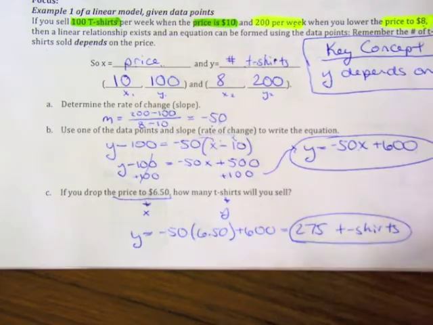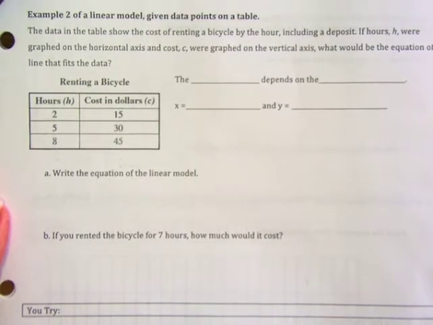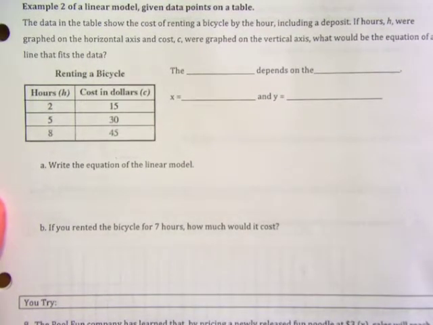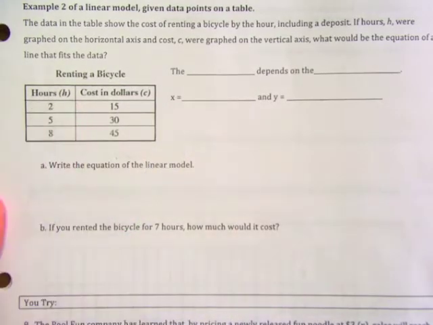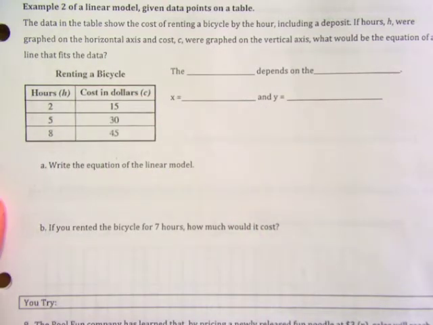Okay. All right, we're going to continue on with another example. For example 2, we're actually working with information given in a table. The data in this table shows the cost of renting a bicycle by the hour, including a deposit. If hours, which in this problem is written as H, were graphed on the horizontal axis and the cost C were graphed on the vertical axis, what would be the equation of a line that fits the data?